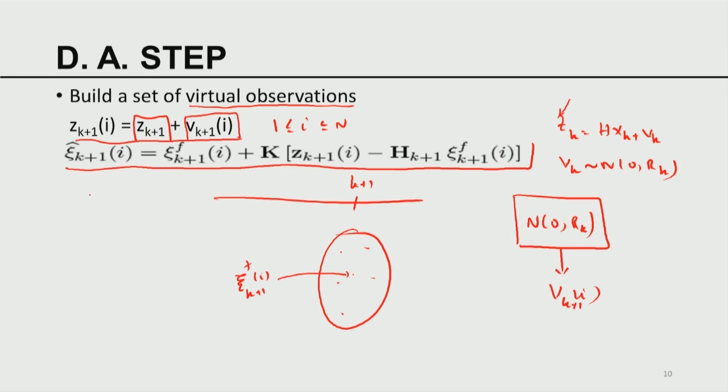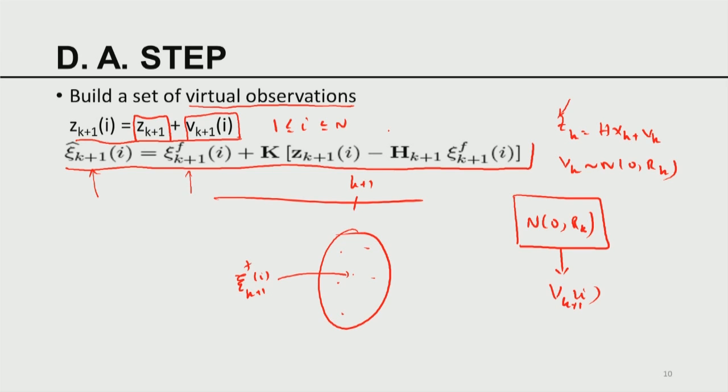So what is this? This is the estimate. This is the estimate of the analysis. This is the estimate of the forecast. Forecast plays the role of a background. Z k plus 1 minus this term is the innovation. I am multiplying by a Kalman gain. So what is the rub here?